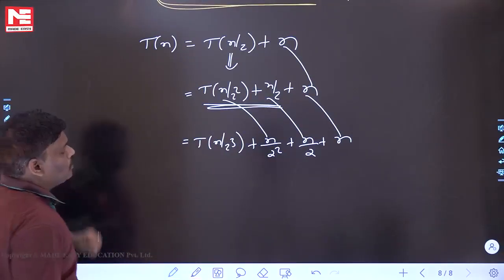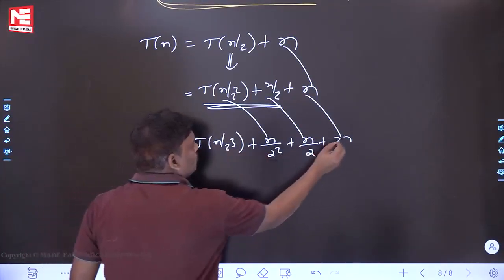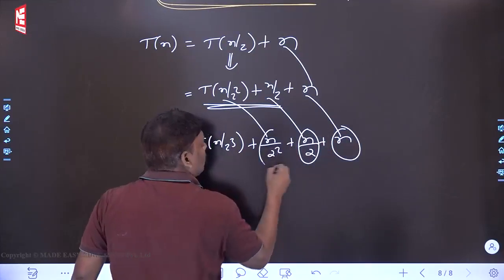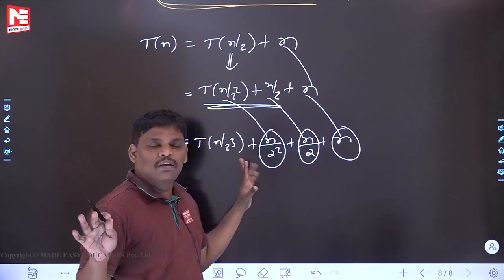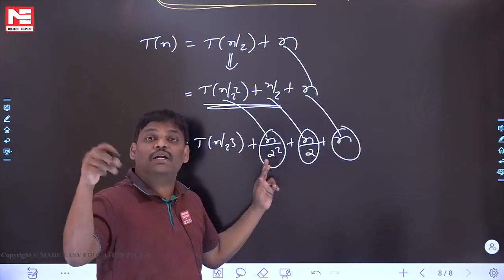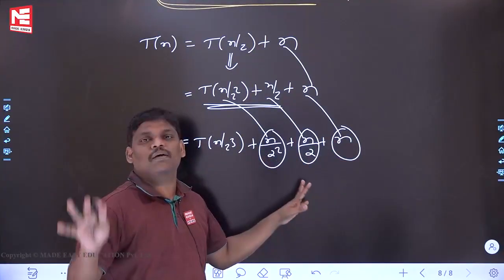So one more thing I want to ask. How many times have you done? 3 times you have done. 3 non-recursive terms came. But did all come same or different? Different came. Different means a series is coming.